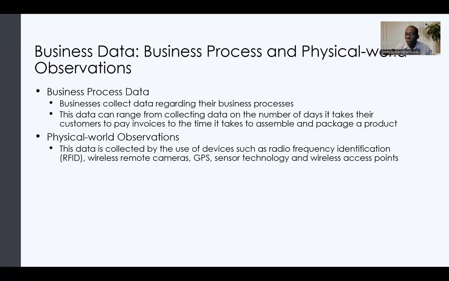Wireless remote cameras, we know that many cities have cameras, right? If you're in a public space, you cannot really claim privacy, and there's a camera there. Those cameras are used for crime. CCTV uses a lot of cameras, public cameras. We have GPS sensors that we use on our phones. And also we have wireless access points.